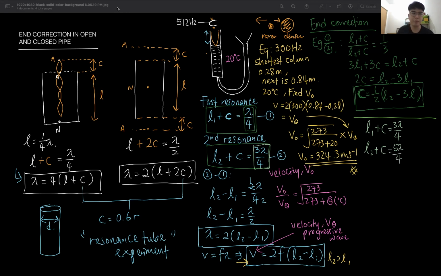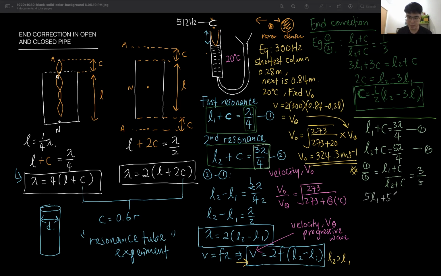Okay, 5 lambda over 4. Let me move this a bit. All right, now from here, equation 1 and 2, I take 1 divided by 2. So I get L1 plus C over L2 plus C equals, when I divide it, lambda cancels with lambda, 4 cancels with 4, I get 3 over 5. Okay, 3 over 5, and then simplify.